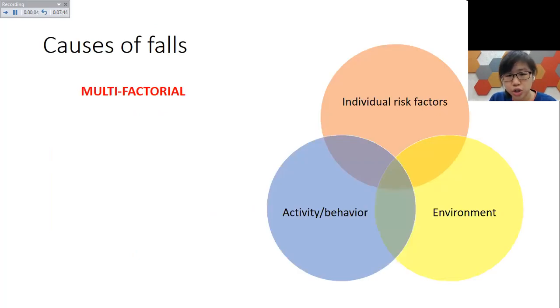The causes of falls tend to be multifactorial, dependent on the individual's risk factors, the activity and behavior, as well as the environment. And it's usually not observed. Many times falls are unwitnessed. We need a good fall history to better determine the mechanism of falls in order to prevent future falls, but quite commonly the individual may have a poor recall of events. And there are actually different ways to characterize causes of falls.